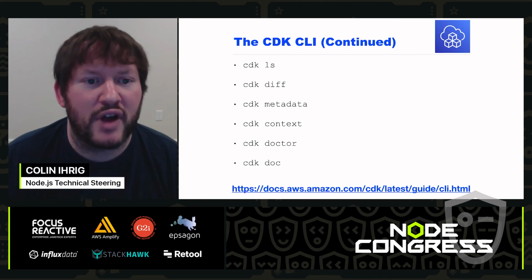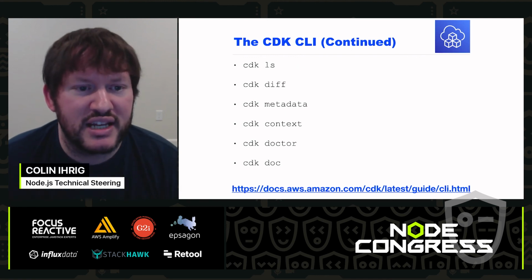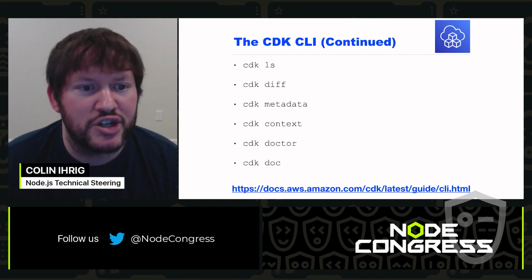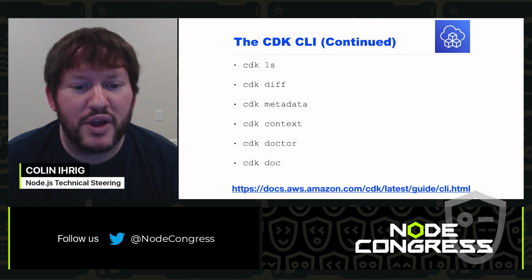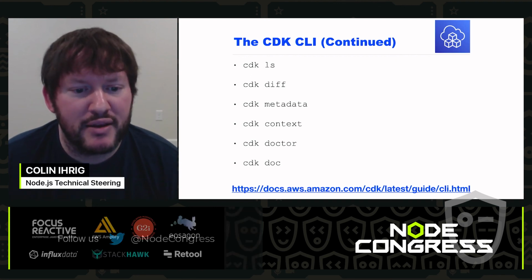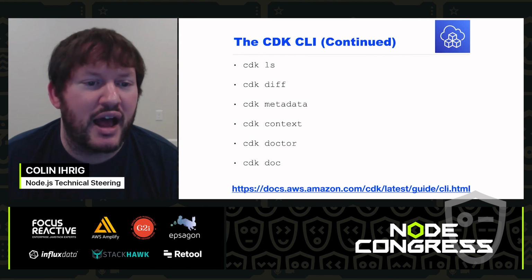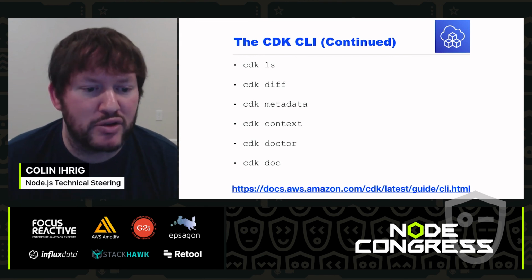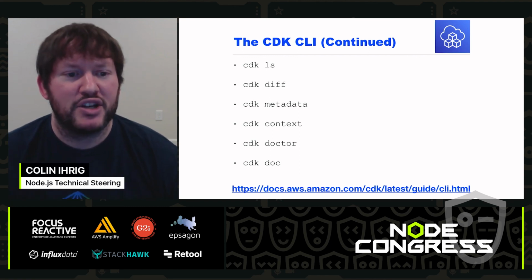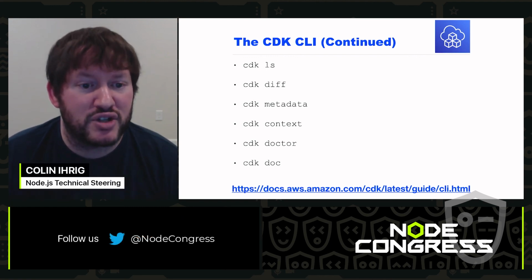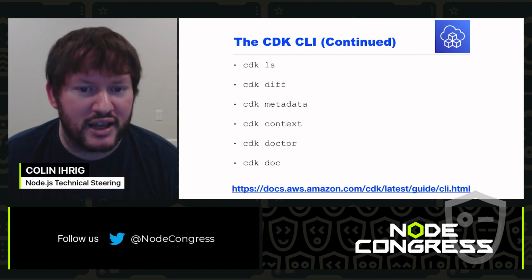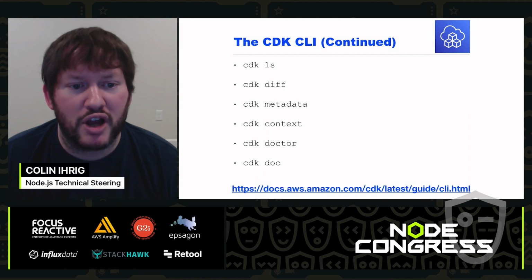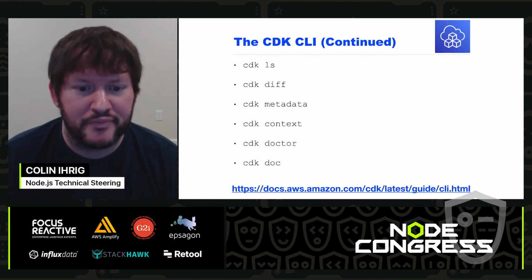There are also a handful of other commands here that I didn't touch on. cdk ls will list the stacks that are in an application. diff will compare the stack with the deployed version or a local CloudFormation template. metadata can display metadata that has been attached to a stack. Similarly, you can pass in key value pairs called a runtime context to your application using cdk context. There's a doctor command, which can look at your project and lint it for potential problems. And then cdk docs can be used to open up the official documentation in your browser. It's a nice shortcut.